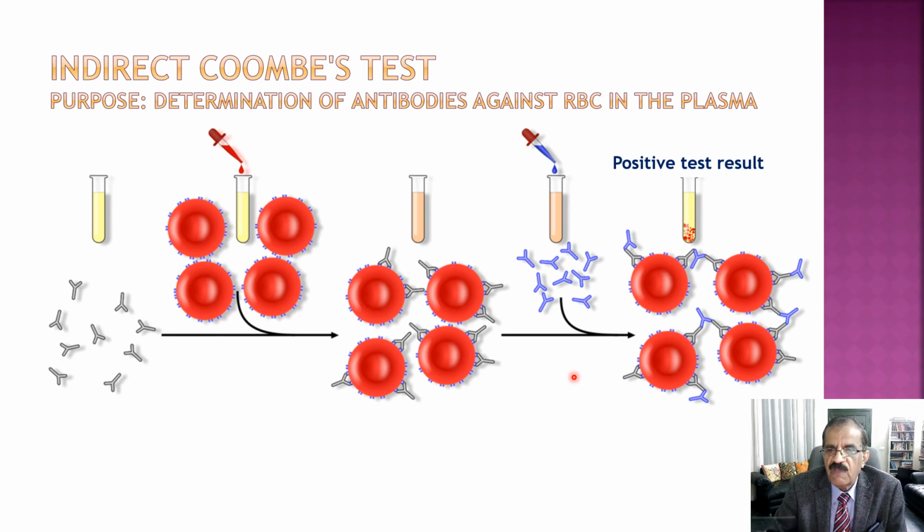This will be positive in the mother if the baby is rhesus positive, or it will be positive in adults with autoimmune hemolytic anemia if the direct Coombs test is already positive. I hope you will find it interesting and that it will help you understand this test better.